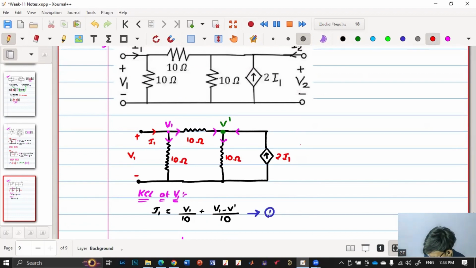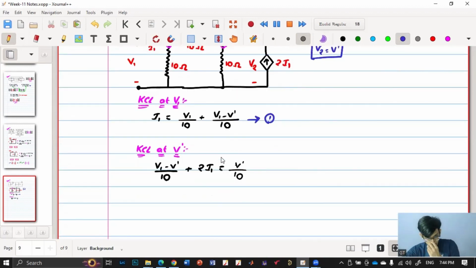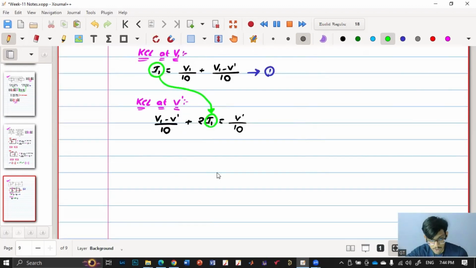This is my V2, right? So this plus minus, this is my V2. Then we'll get one more condition that V2 is equal to V'. First I will substitute I1 in this equation. So this I1 over here, I will substitute in this expression, and I will replace my V' with V2.